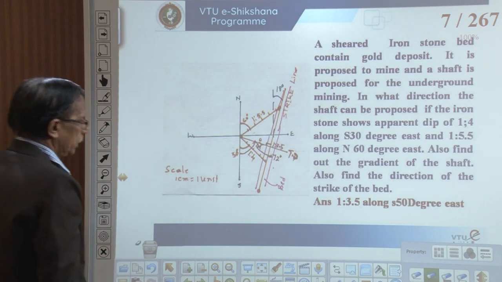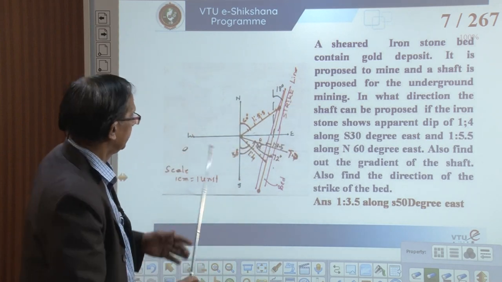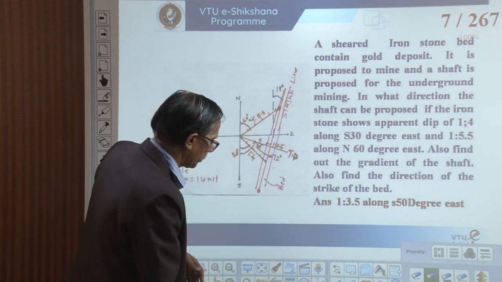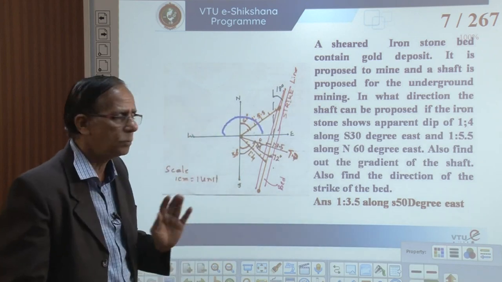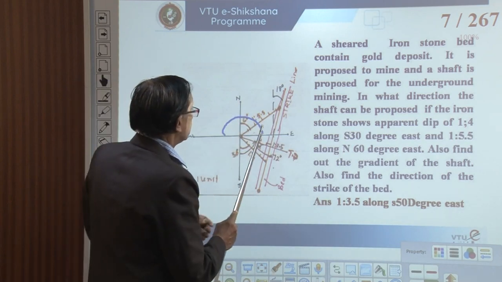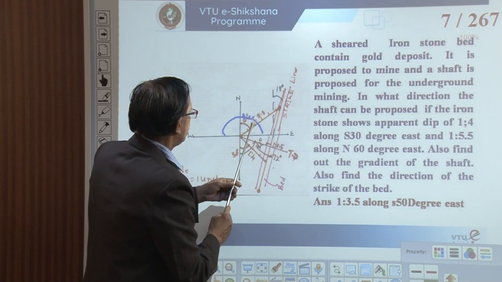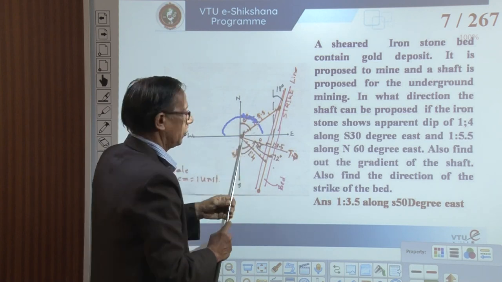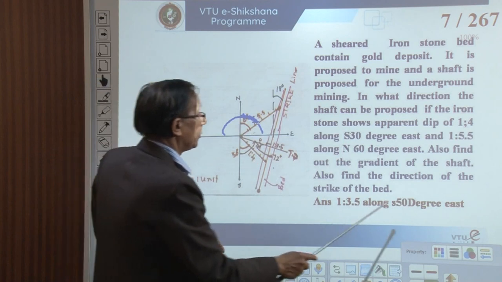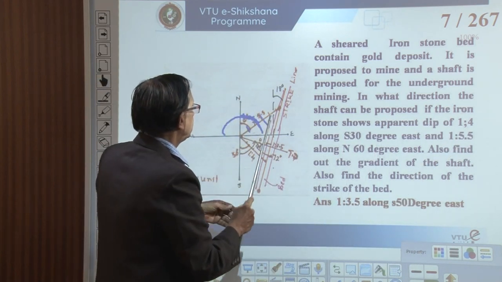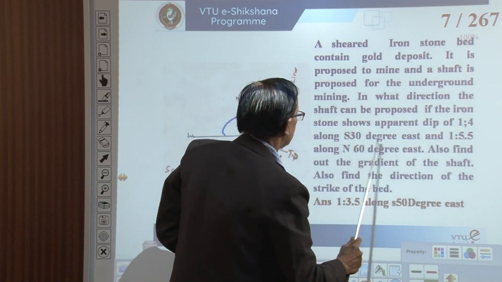Now here you see, I have drawn the north-east line. Then I have kept the protractor like this. From the protractor north, how much? This 5.5 is along north 60 degree east: 10, 20, 30, 40, 50, 60. North 60 degree east I have marked, and it is 1:5.5. 1 centimeter is 1 unit, so 5.5 units I have to show: 1, 2, 3, 4, 5, 5.5. I have shown. Similarly, I have 1:4 along south 30 degree east.